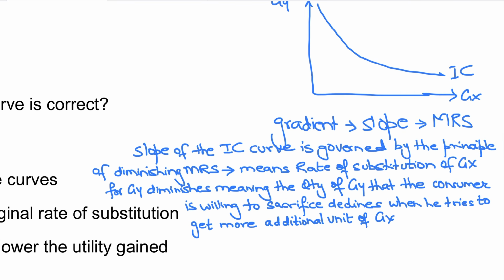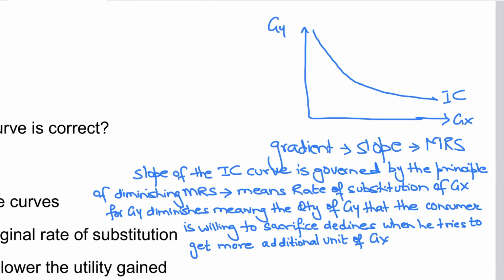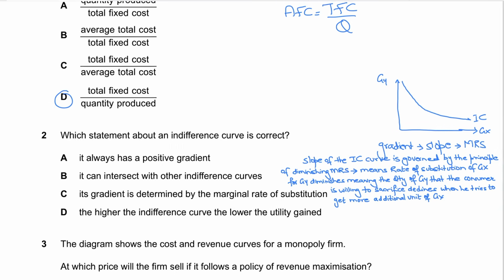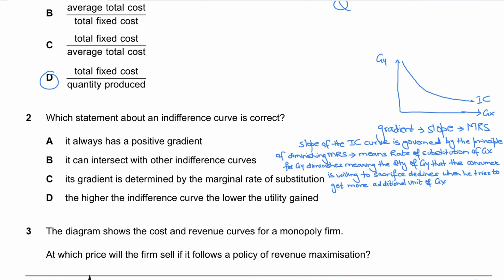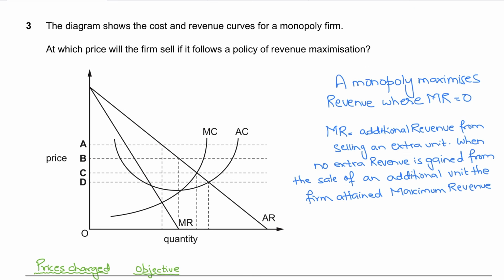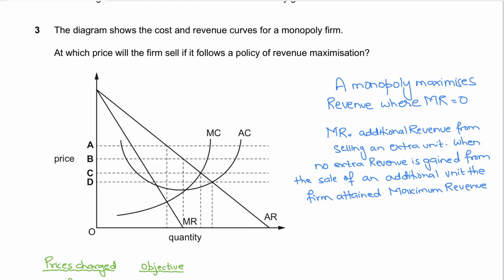Meaning that the quantity of good Y that the consumer is willing to sacrifice would decline when he tries to get more and more additional units of good X, because obviously the quantity of good Y starts getting scarce and the utility from additional good X starts to fall as well. So the guy is like, you know what, I'm not going to give so much of Y anymore. So the correct answer for question number 2 has to be C for Charlie. Its gradient is determined by the MRS, which is the slope of the IC, which starts falling as you go down the IC.